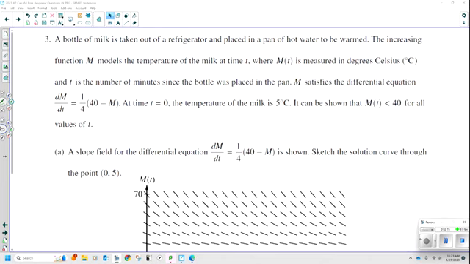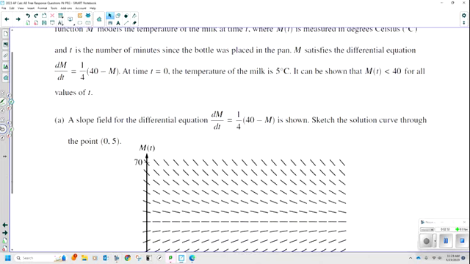All right, well, 3a asks, a slope field for the differential equation dm/dt equals 1/4 times (40 minus m) is shown. Sketch the solution curve through the point (0, 5). My God, if they ever give you anything like that, be grateful for the free points.